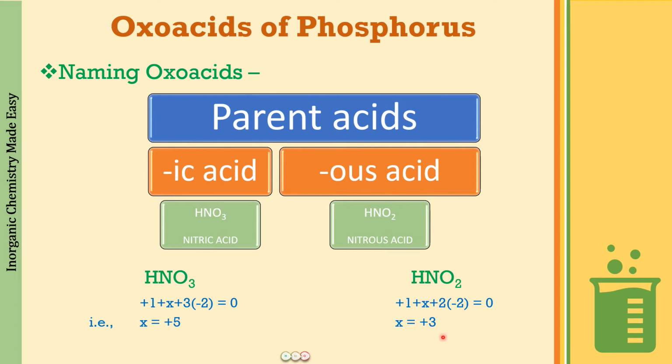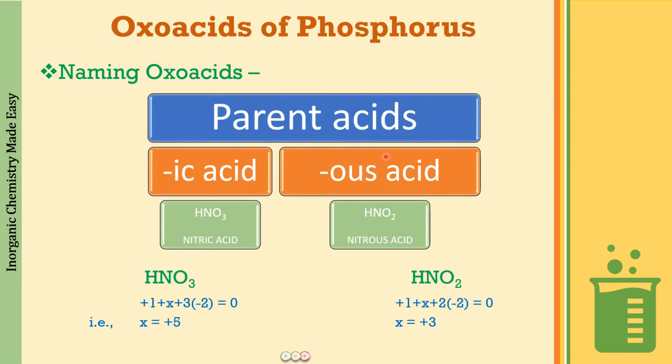So from this, what we are going to generalize is that the ic acids are going to have a higher oxidation state than the us acid. And in fact, it is not only for the oxoacids that we use this principle. Even for the naming of the elements, we use it. I hope you all know that iron has an oxidation state of +3 and +2 in ferric and ferrous. So again, ic is +3 and us is +2.